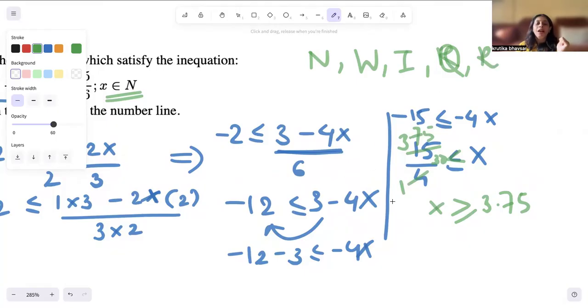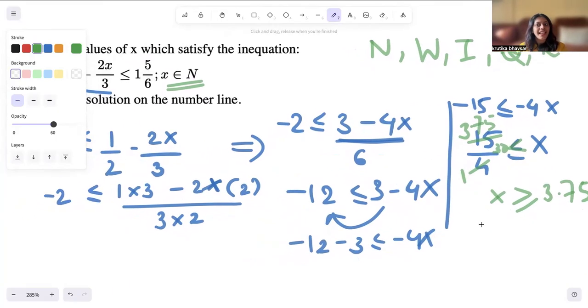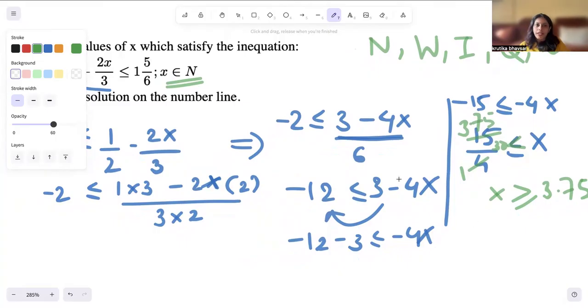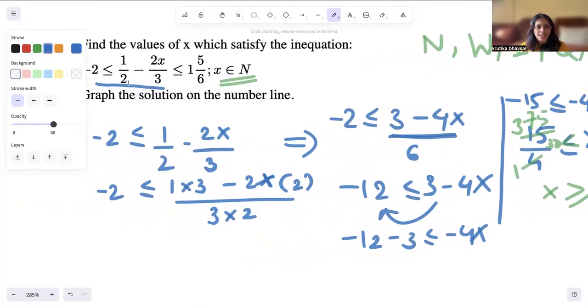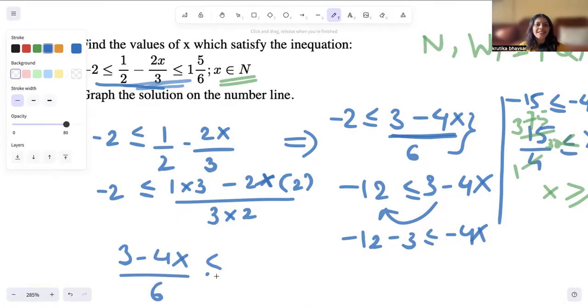Okay, let's jump back to it. So x is anything greater than or equal to 3.75. This is one of the major inequalities that we have got. Now we jump towards the next part. While jumping towards the next part, make sure that you already have this common denominated fraction, which is nothing but this portion. So I'm going to write that as it is, that is (3 minus 4x) upon 6 is less than or equal to 11 upon 6.